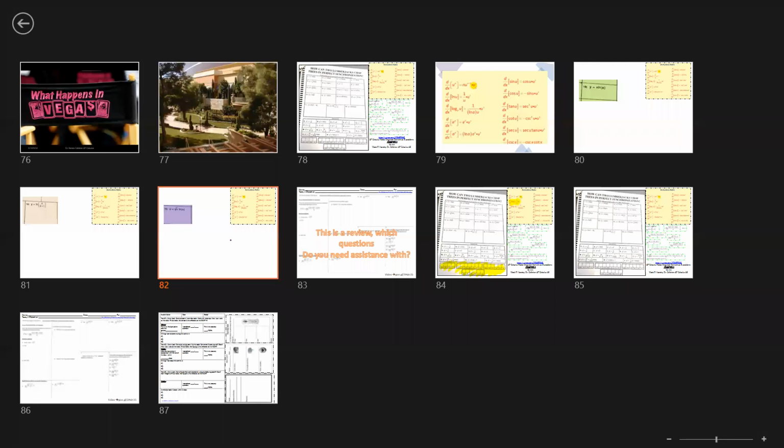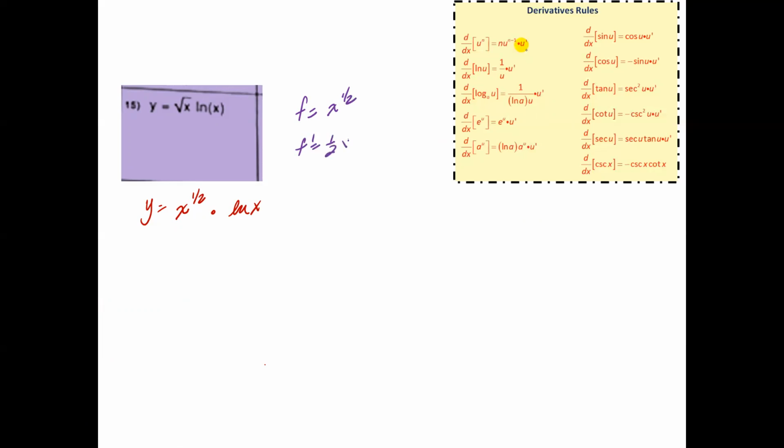All right, last one to go over with you guys is this one here. All right, so looking at this one right here, you have y equals, I don't like the square root, so I'm going to do x to the 1/2 times ln x. So you would have to do a product rule in this case. So I'm going to say f equals x to the 1/2, f prime equals 1/2 x to the negative 1/2, g equals ln x, g prime equals 1/x.